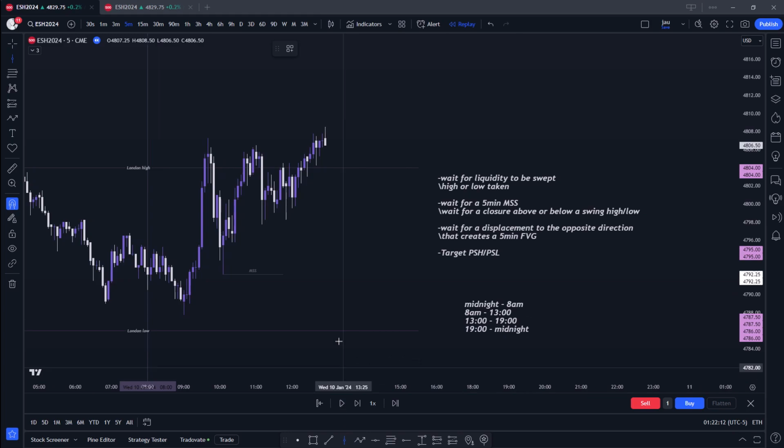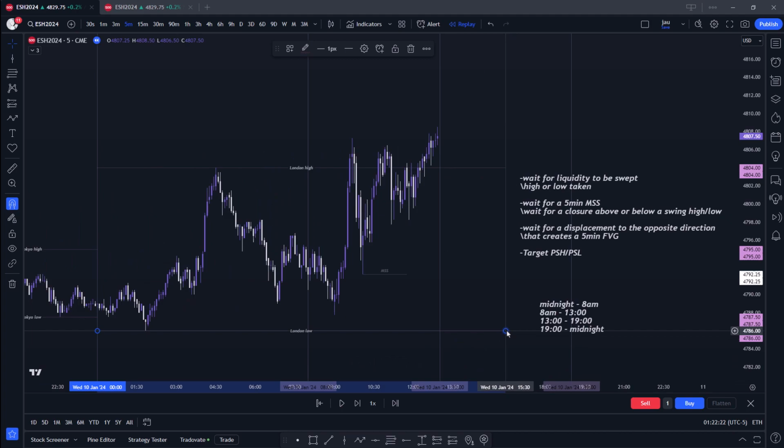Let's actually draw out 1 to 7 p.m. So here is our 1 o'clock, and our 7 p.m. is basically closure, which is all the way there. So let's put back our London highs and London lows where they should be.